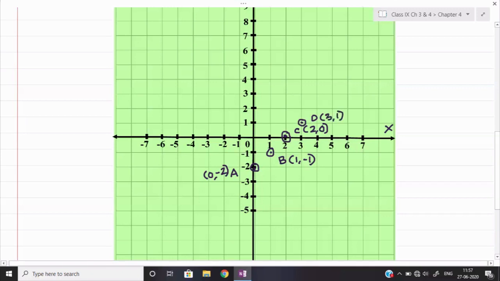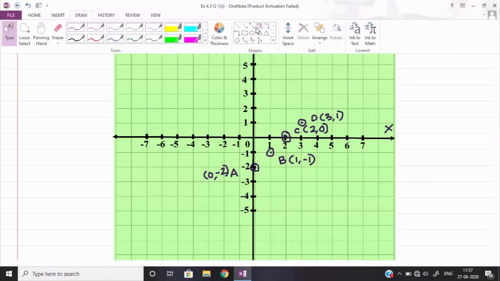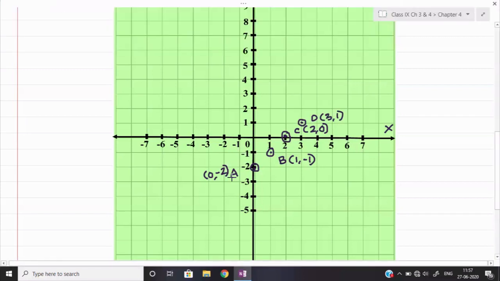Let us join all these 4 points with the help of a line. As I told you, always draw a line with arrows on both ends. See, here I have drawn a line which ends with both arrows. Why is it so?